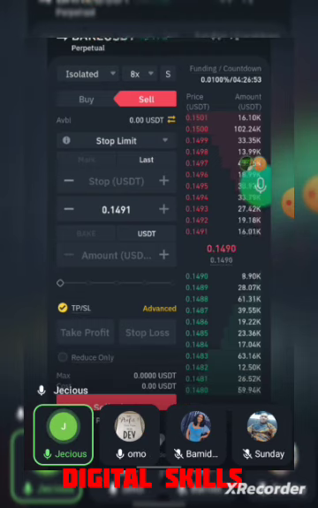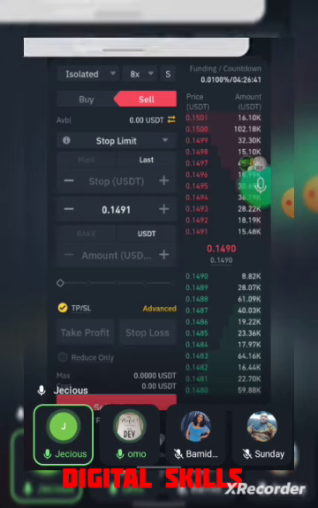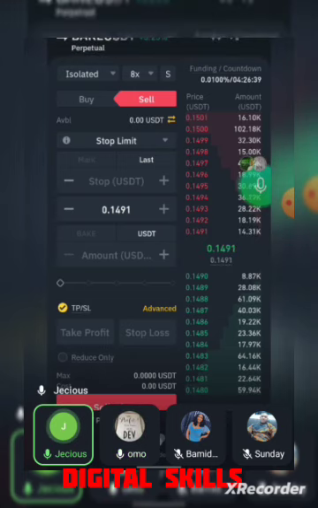You can see. Let me tell you the implication of stop limit. Now, the implication of stop limit is that, let's say you want to short a coin now. Please listen very well here.